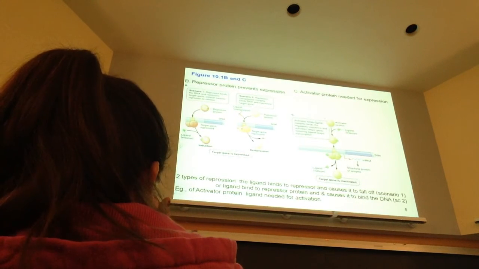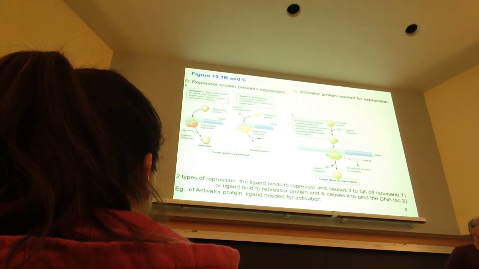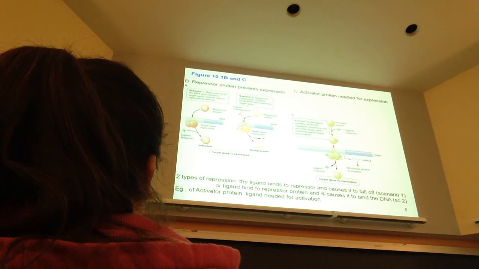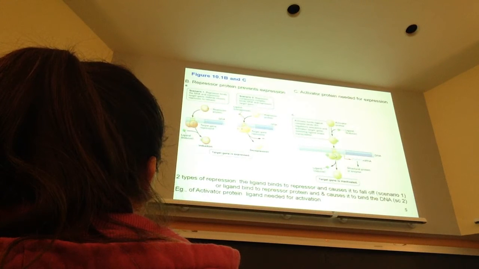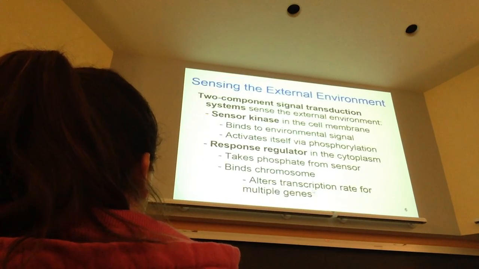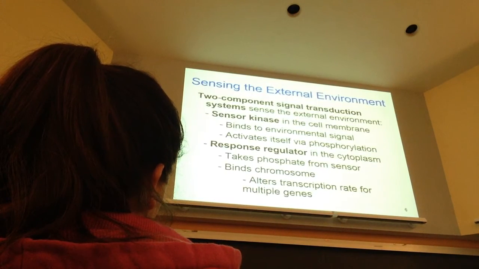Okay, then in C, we actually have a regulatory protein that's required for the activation of the RNA polymerase. So it binds to an inducer, and the inducer now allows it to bind to the operator region. And then this actually promotes the expression of those genes. Okay, so that's described at the bottom in text, two types of repression, scenario 1 and 2, versus an activator protein. And we'll look at a couple of specific examples of these.